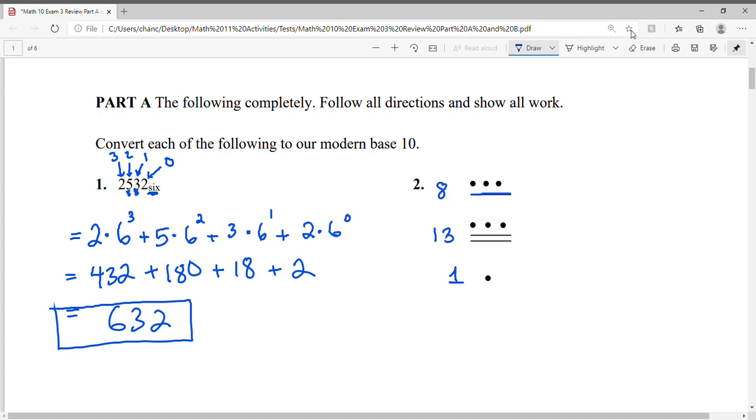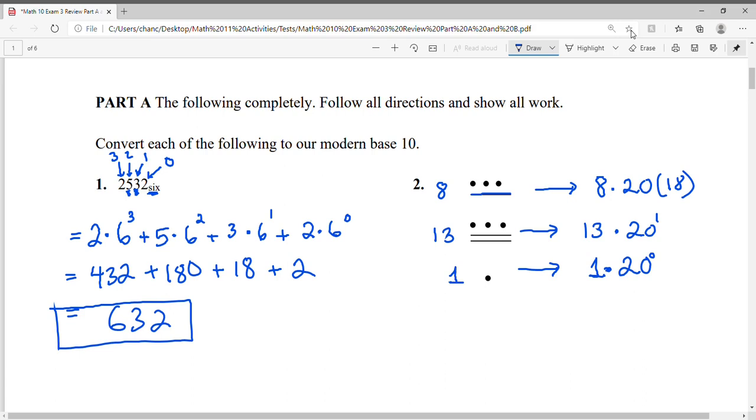Now remember, in the Mayan system, they start from the bottom up. This is equivalent to 1 times 20 to the 0. And then this one's equivalent to 13 times 20 to the first. And remember, in Mayan, they have a modified base 20. This is 8 times 20 times 18. Remember, in the Mayan system, they don't do 20 squared. They do 20 times 18 because of their traditions.